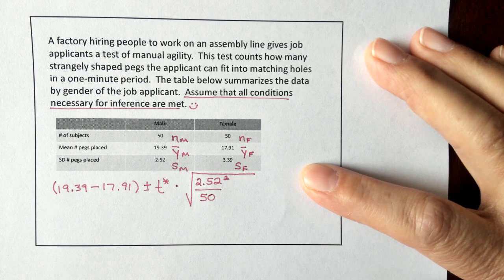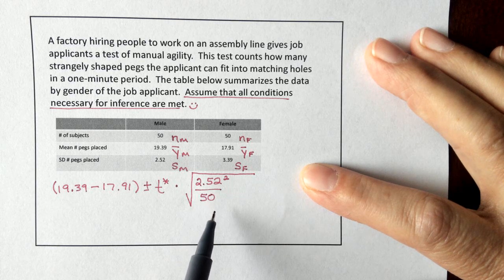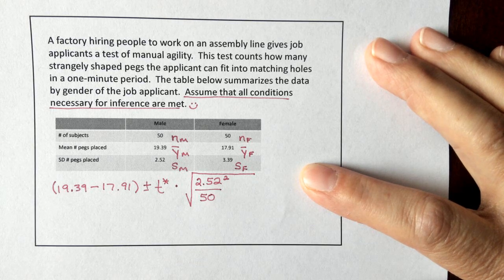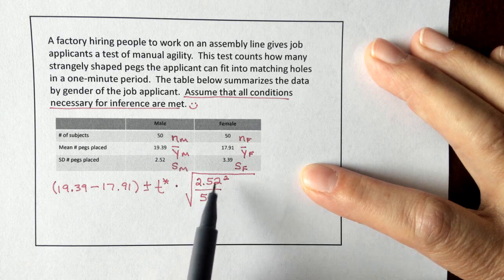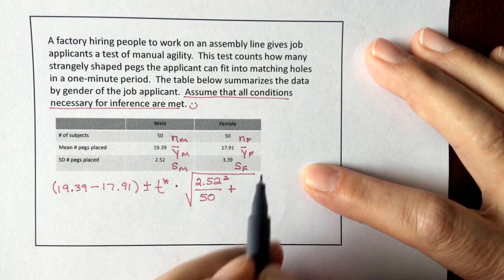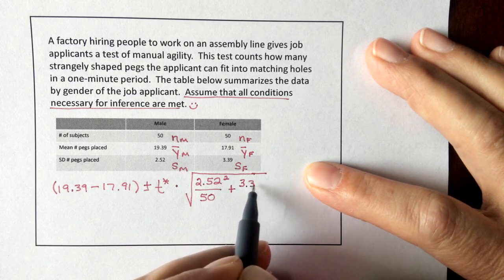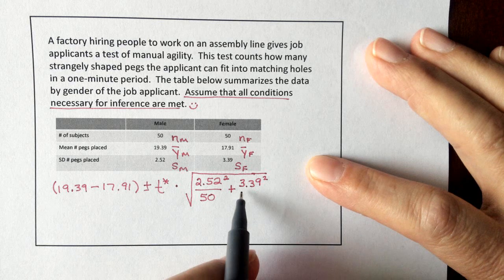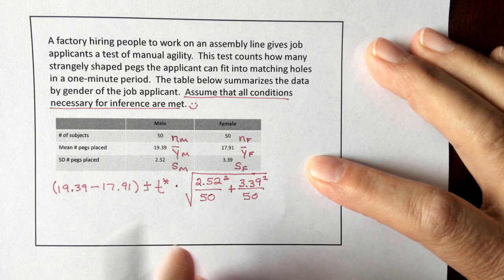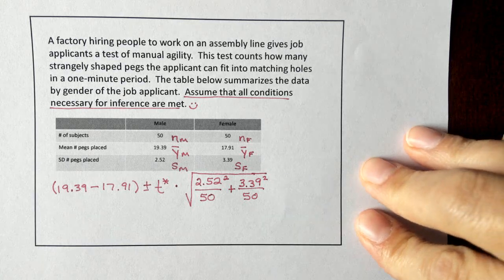Now that doesn't get squared. Be really careful that you don't try to square everything. This is basically S over the square root of N, squared. So we're taking our old formula for an individual sample and squaring the top and the bottom. Plus, we do the same thing for females: standard deviation of the females, 3.39, squared, over the sample size of 50. So pretty clean, not a lot going on there.